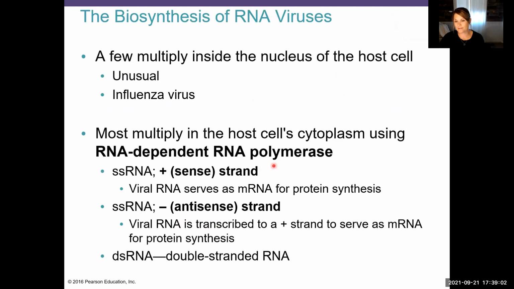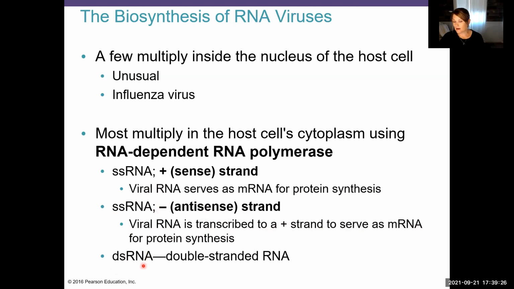Okay, so here are the two types we just talked about. Sense means the viral RNA serves as the mRNA directly for protein synthesis. Antisense means that the viral RNA is transcribed first to a plus strand, and then that serves as the mRNA for protein synthesis. Okay, got it? This is the trickiest one right here.